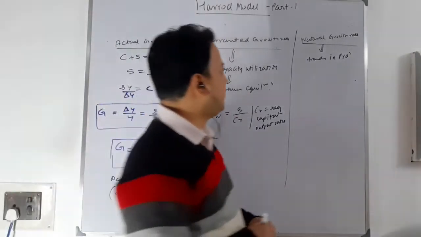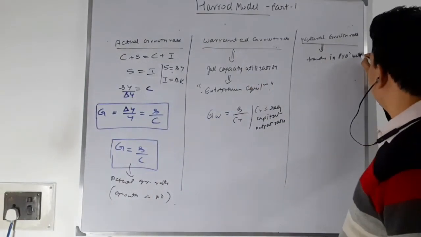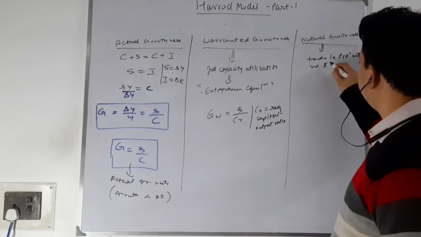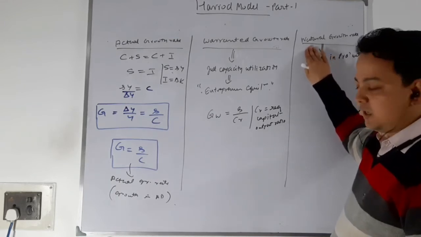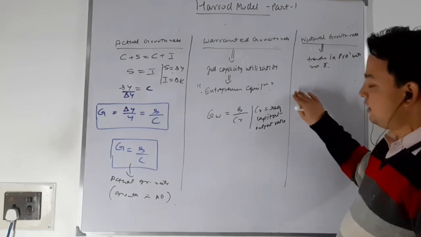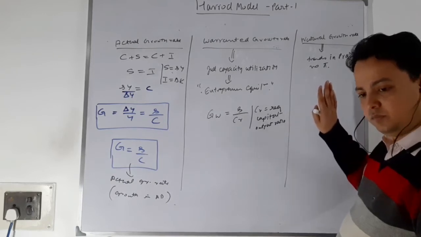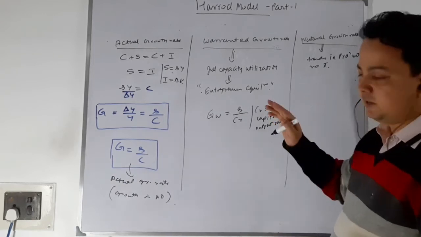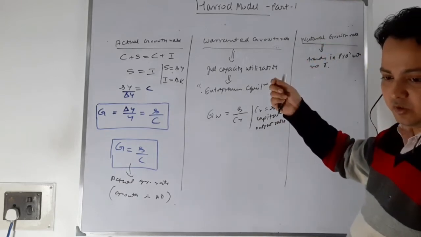Okay, let me repeat one more time. What is the natural growth rate? It is a trend in production with no inflation. It is the maximum growth rate that is possible in the economy, and it depends on your population growth rate and technical progress, because it is the population growth rate and technical progress that put a ceiling on the growth. If you don't remember, just remember one line. What is the natural growth rate? It is the maximum growth rate that is possible in the economy.